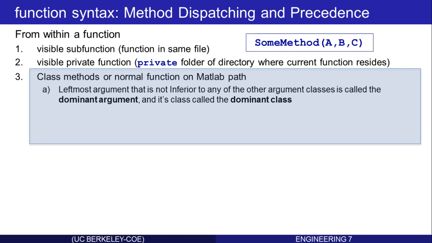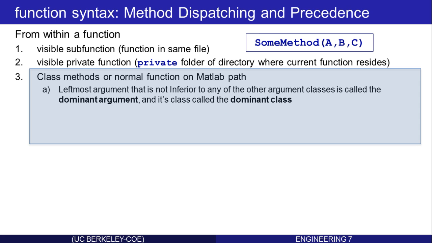Specifically, we have to define what's called the dominant argument and the class which is called the dominant class. The definition is the leftmost argument, this is from A, B, and C, that is not inferior to any of the other argument classes is called the dominant argument, and its class is called the dominant class.